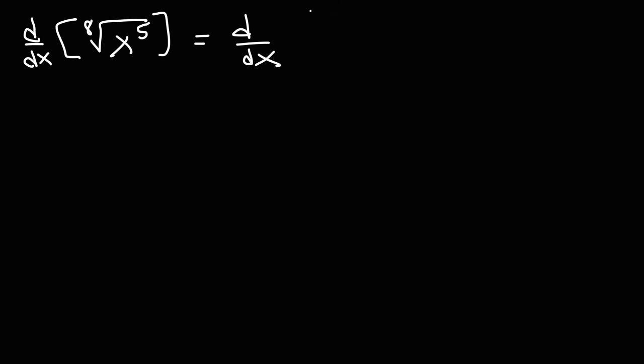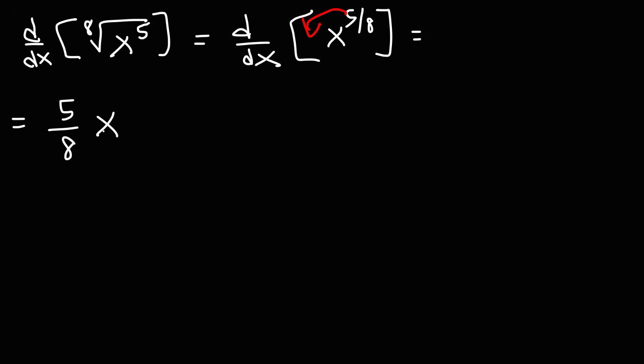Now let's work on one more example of differentiating radical functions. So let's say we have the 8th root of x to the 5th power. Go ahead and find the derivative of that. So let's begin by rewriting the expression. So the 8th root of x to the 5th is the same as x raised to the 5 over 8 power. So now we're going to move the exponent to the front, just like before. This is going to be 5 over 8x.